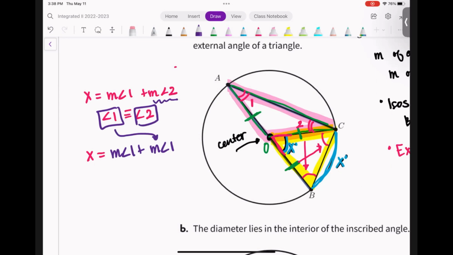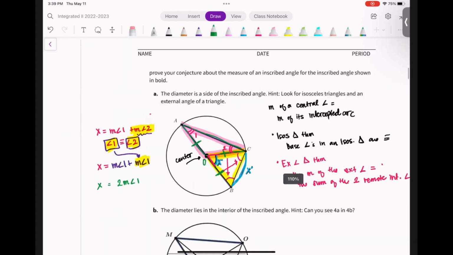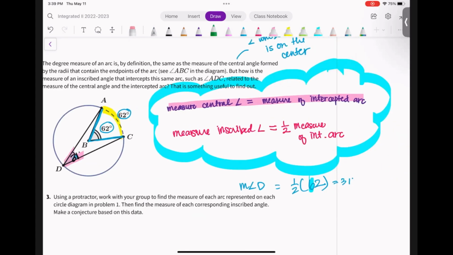Because remember, hey, instead of bacon, can I please have avocado instead? That's what I did. I just used substitution. I know that the measure of angle 1 plus the measure of angle 1 is the same, so an orange plus an orange is 2 oranges. A measure of angle 1 plus a measure of angle 1 is just 2 measures of angle 1, which is x. If you remember from our earlier learning, we said that the measure of the inscribed angle is equal to half the measure of the intercepted arc.